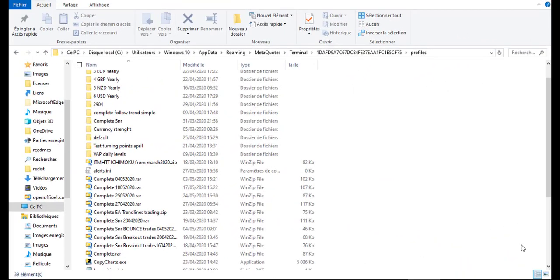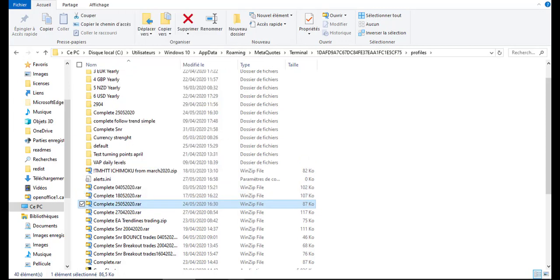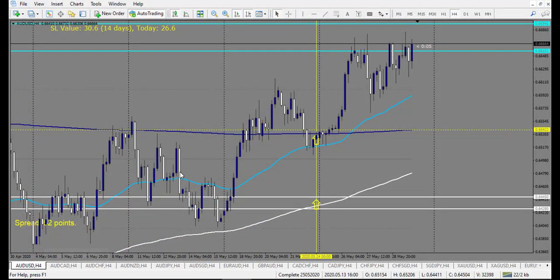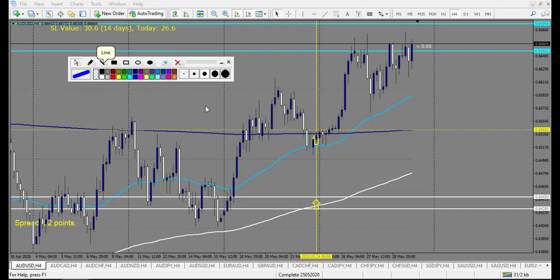Hi everyone, so here we are, 31 May 2020, and we will review the trade from the profile of the 25 last week. Let's go to MetaTrader 4. Okay, so let's start with AUD/USD. The vertical line is when I made the profile and we analyzed the last week.